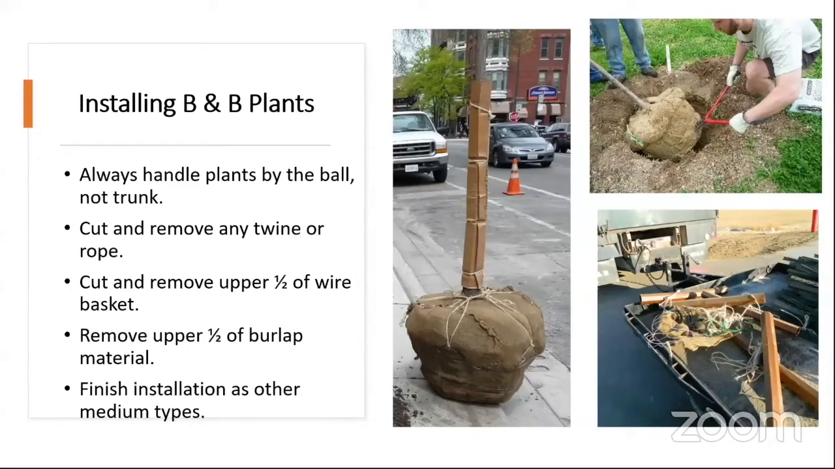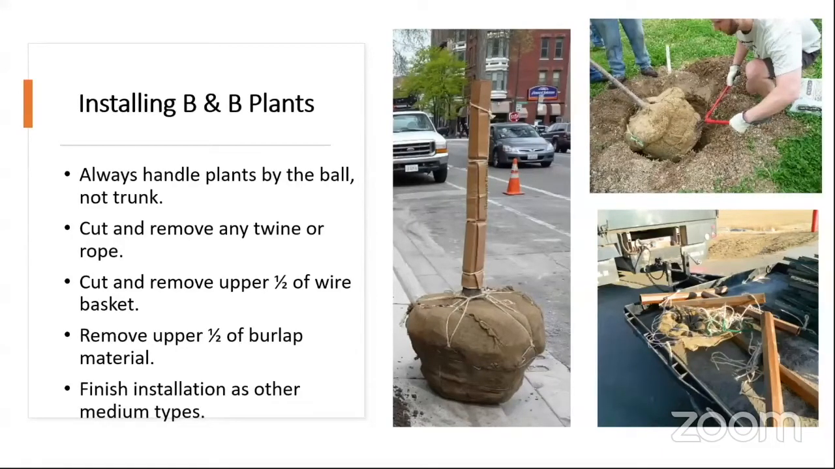We want to make sure that we pick it up from the ball and move it to our planting location. Also make sure that you cut and remove any twine or rope that is found around the trunk, and especially down there at the root collar. Current research supports that you cut and remove the upper 1/2 of the wire and the basket, and also the upper half of the burlap material. If we remove the entire basket and burlap, we run the risk of losing the entire root ball, which leaves us planting a bare root tree, which can be a little bit dangerous and risky, especially if the tree is fully leafed out.